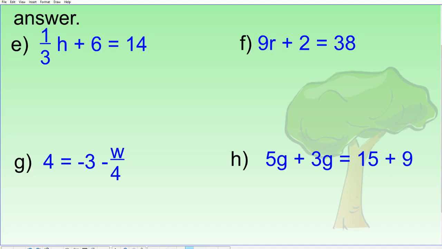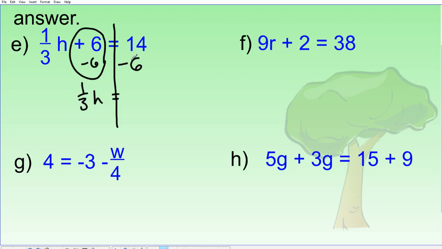Okay, so I'm looking at letter E. Actually, I don't see parentheses in any of these, so I don't have to distribute in any of these. What I do have to do is, well, I don't have any like terms either. So I'm going to start by getting rid of my add and subtract. So to get rid of this plus 6, I'm going to start by subtracting 6 on both sides. That gives me 1/3 H equals, let's see, 14 minus 6 is 8.